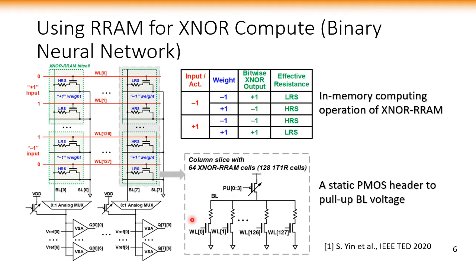Here we use an ADC to digitize the analog voltage on the sense line. Depending on how many ones are in the pull-down network through the resistors, we are going to have different sense line voltages. Therefore, we can sense the output depending on the precision of the ADC. In this case, we use a 3-bit flash ADC to perform the XNOR compute.